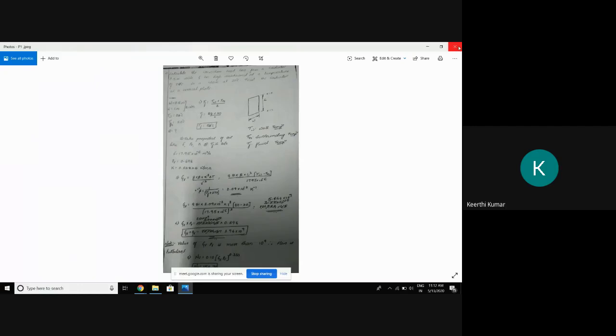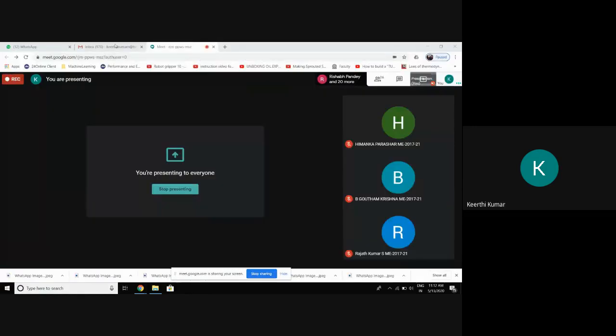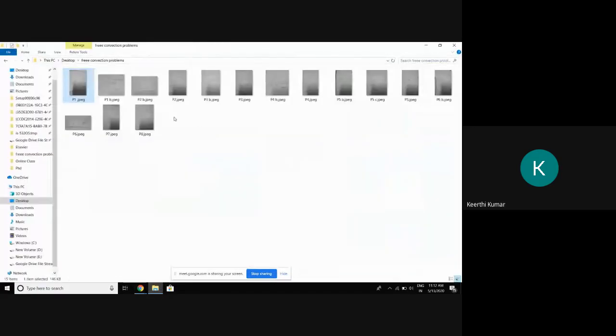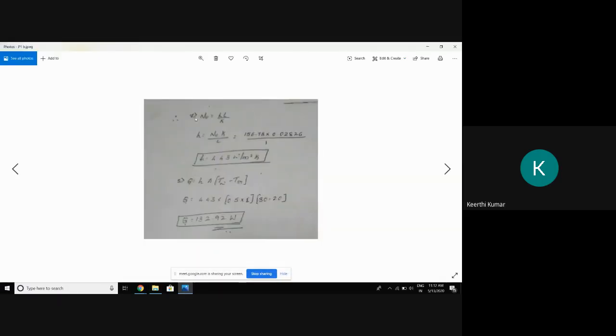So once you get the Nusselt number, the next step is, again, Nusselt number is equal to HL by K. This you know. Where do you get this formula? This formula is obtained on page number 111. Nusselt number is equal to HL by K or HD by K.